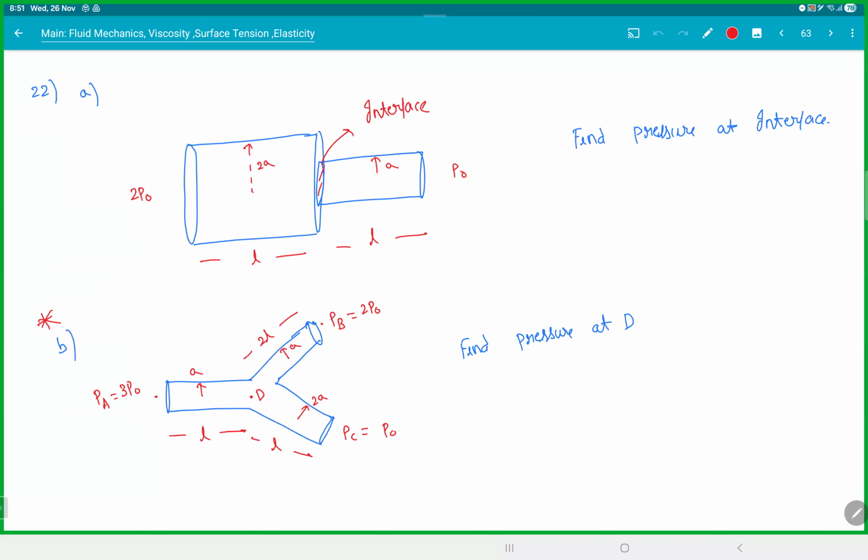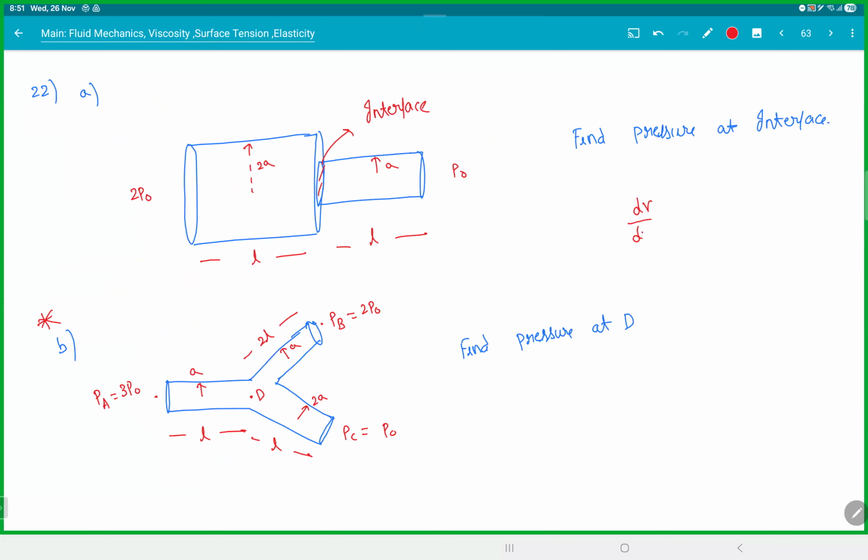Let's get these two. We have two pipes. This radius is 2a, this radius is a, length is L and L. Left side the pressure is 2p naught, right side the pressure is p naught. Find the pressure at the interface. Do you guys remember the equation? Poiseuille's equation.